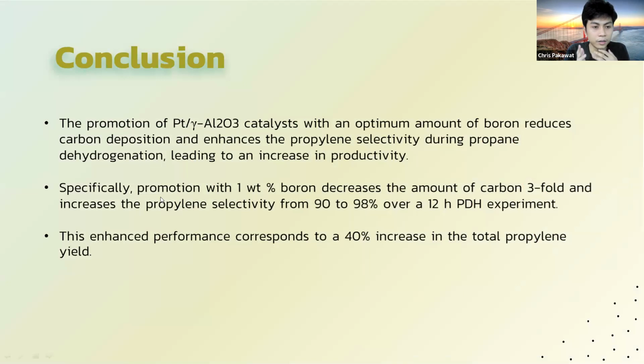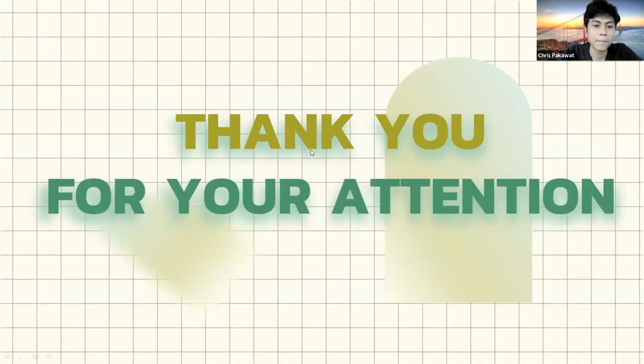Conclusion: the promotion of platinum gamma alumina catalyst with an optimum amount of boron reduced carbon deposition and enhanced the propylene selectivity during propane dehydrogenation, leading to an increase in productivity. Specifically, promotion with 1% boron increased the amount of carbon and increased the propylene selectivity from 90 to 98% over the experiment. Thank you for your attention.